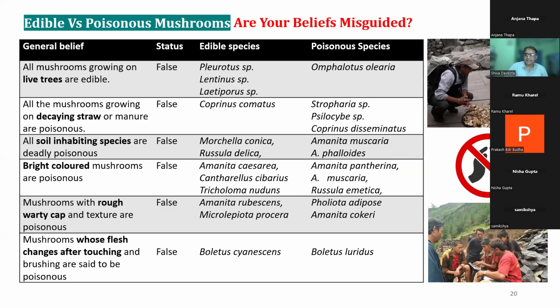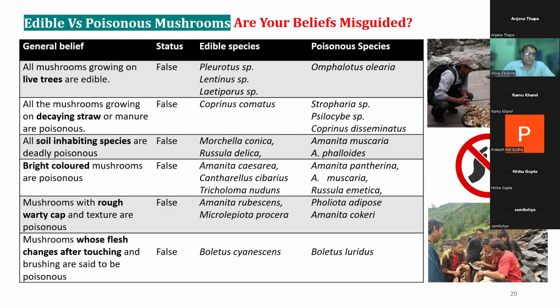As I have been working on mushrooms for a long time, mostly in remote areas, whenever and wherever I visit, people tell me that mushrooms growing on live trees are edible. They have such feelings and beliefs. Their beliefs are good if they eat Pleurotus mushrooms, the Western mushrooms we can buy in the market, and Lentinus or Laetiporus mushrooms. But mushrooms like Omphalotus olearius also grow on living trees, and those are poisonous.